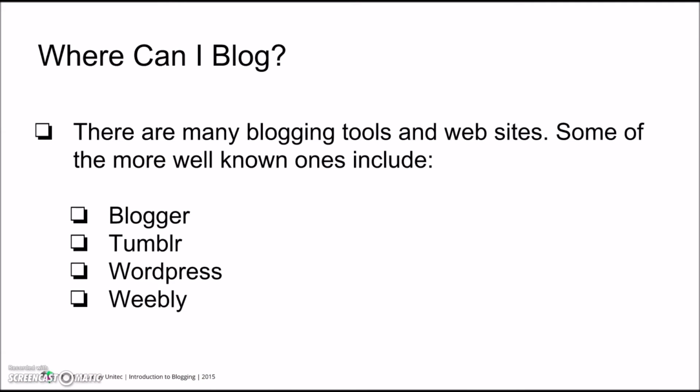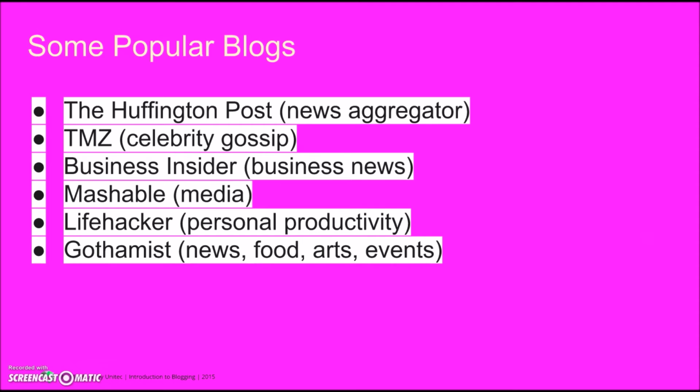So where can you blog? Well, there's many tools and websites you can use. Some of the more popular ones are Blogger, Tumblr, WordPress, and Weebly, among many others. What about popular blogs? Well, if you look on the web and look for popular blogs, you'll find that most of them are organizational, Huffington Post, TMZ, Business Insider, Mashable, and so on. But there are a few individual blogs that have become popular, such as Lifehacker and Gothamist. But there's a massive list of blogs that are regularly followed.